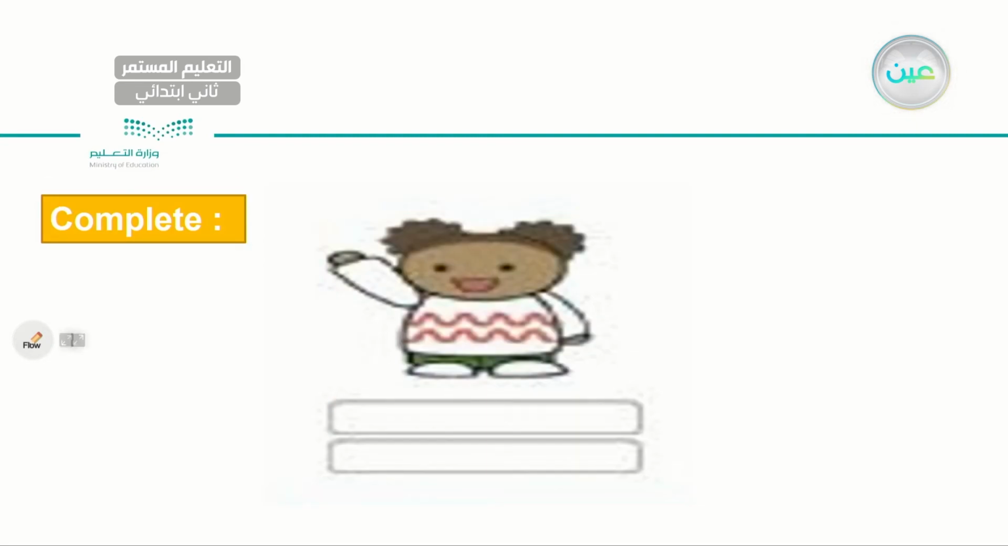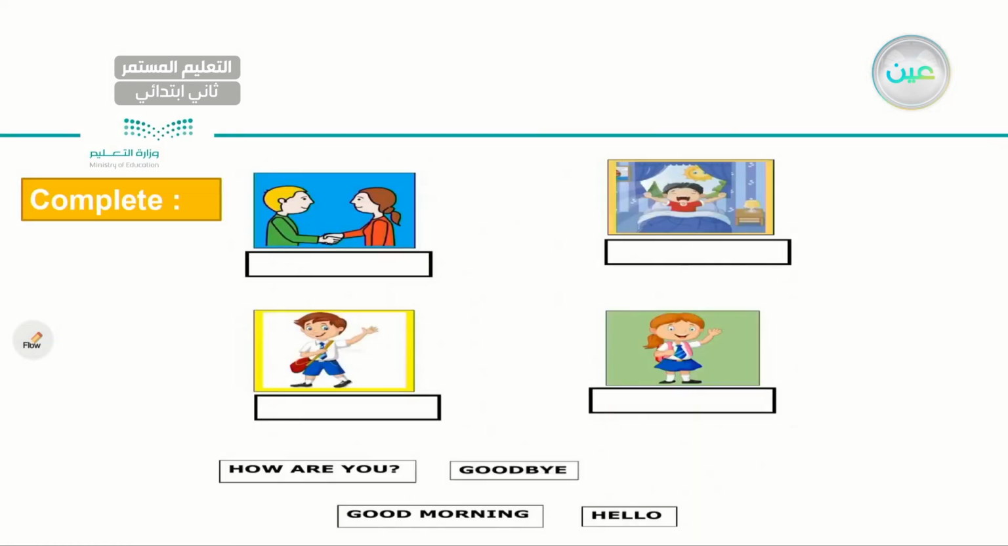How about this girl? She's waving at you. Perhaps she is saying hi or hello or nice to meet you. Okay? How about this one? Now, here I have different pictures, actually 4 pictures with 4 sentences below them. Let's go ahead and try to figure out which phrase goes with each picture.